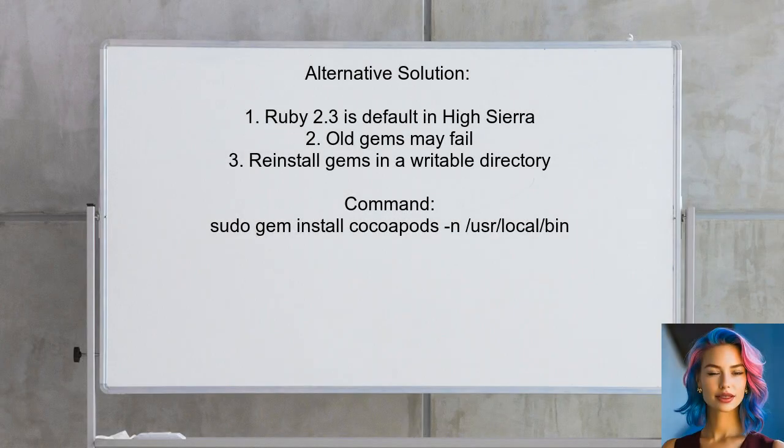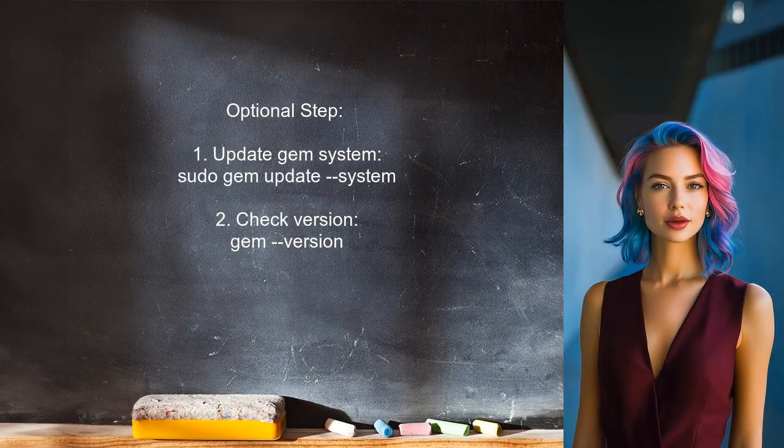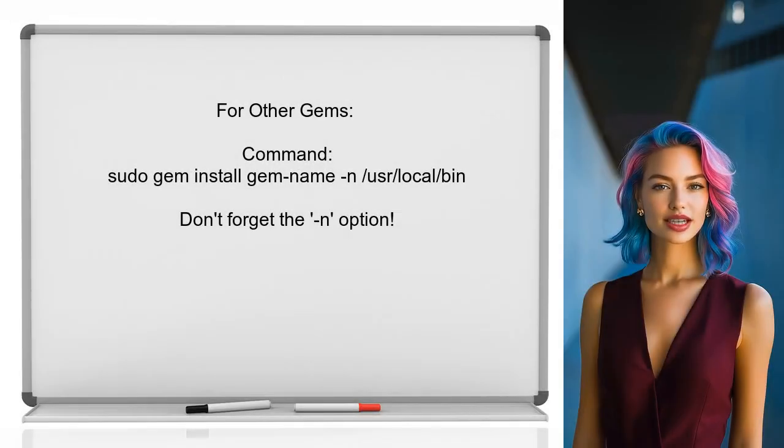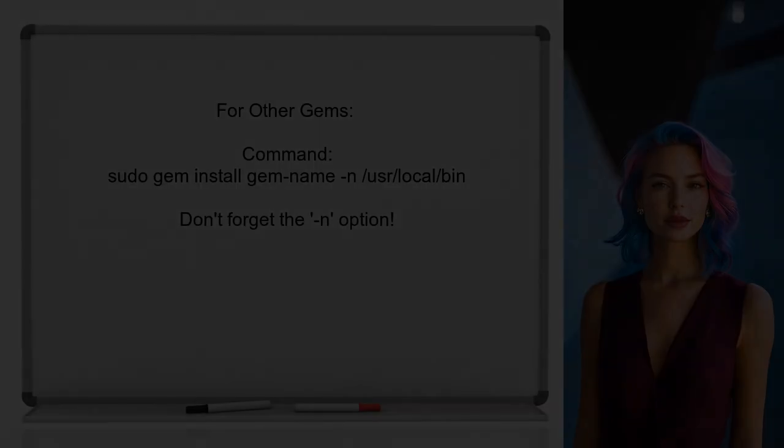An alternative solution from another user suggests that after upgrading to macOS High Sierra, Ruby 2.3 is used by default, which can cause older Ruby gems like CocoaPods to fail. The fix is to reinstall these gems in a writable directory. They also recommend updating the gem system before installation, although it may show an upgrade failure. You can verify the upgrade by checking the gem version. For other gems like Bundler, use the same reinstall command with the appropriate gem name. Remember to include the -n option.